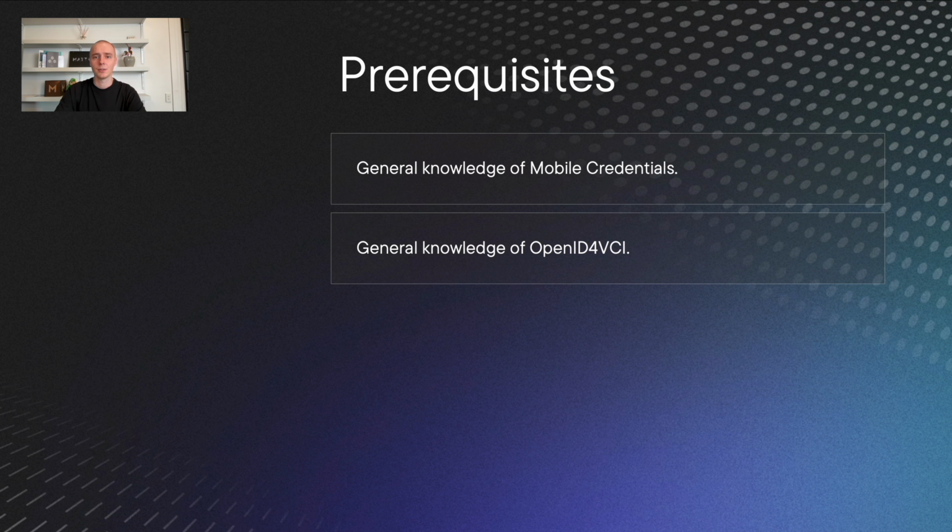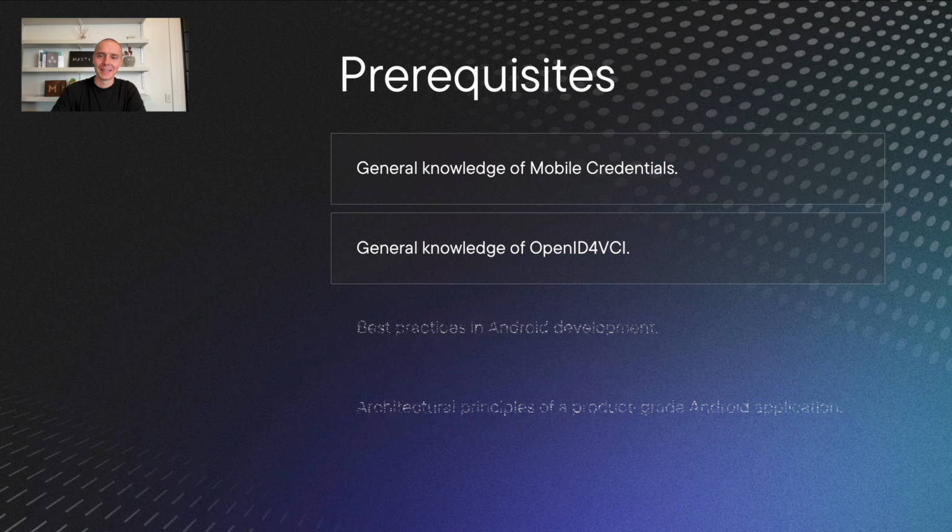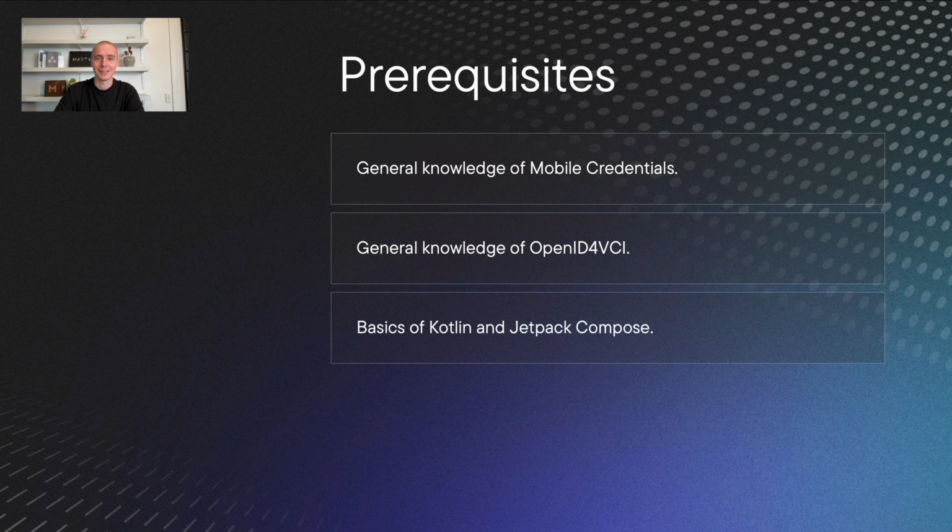I'm also sure that you know what a view model is and how to use it, what clean architecture is, what architectural approaches are recommended by Google, and what layers you need to have in your app. None of this will actually be applied today. We're not building a product-grade app today, but we will build the simplest possible application to receive and store the credentials. Cool, I can feel that you're ready to start the tutorial, so let's go to the code.